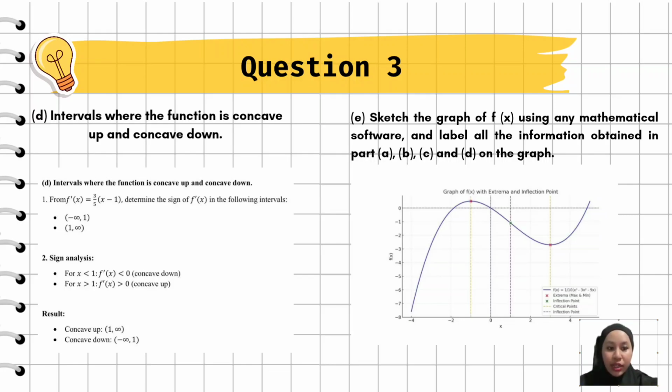The extrema points are labeled as red dots. Second, the inflection point is marked as a green dot. And the last one, the intervals of increase, decrease, and concavity are clearly shown.